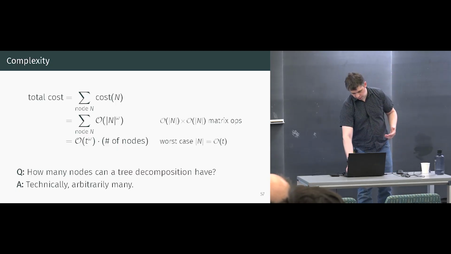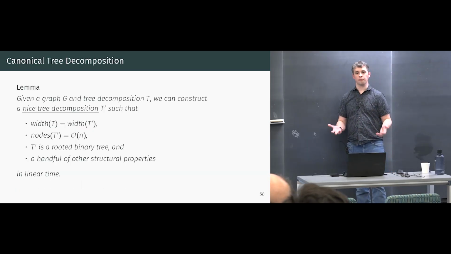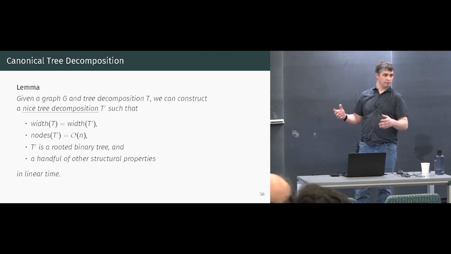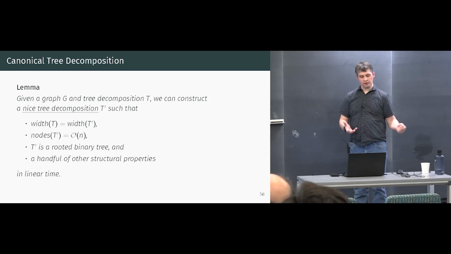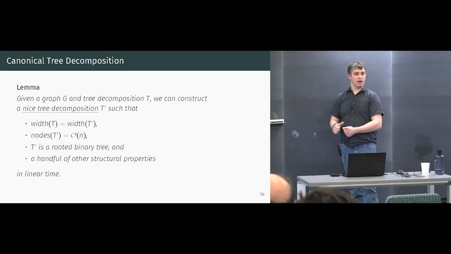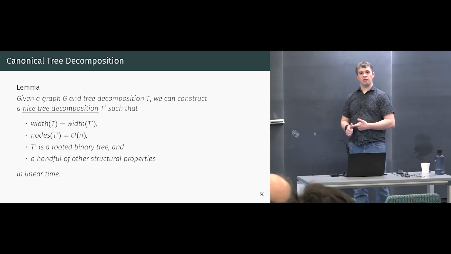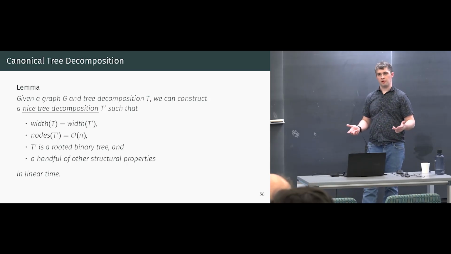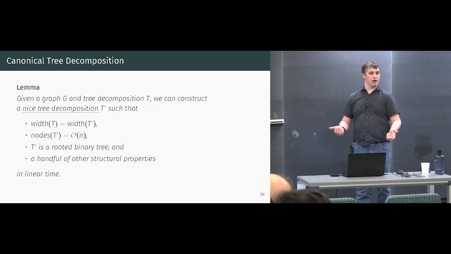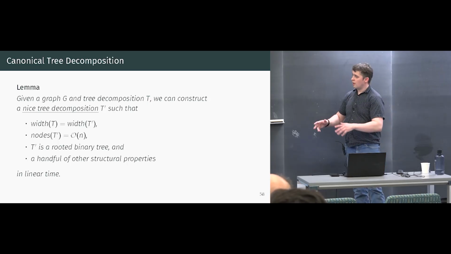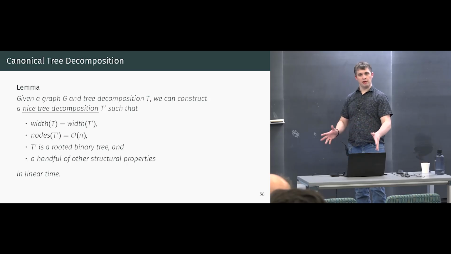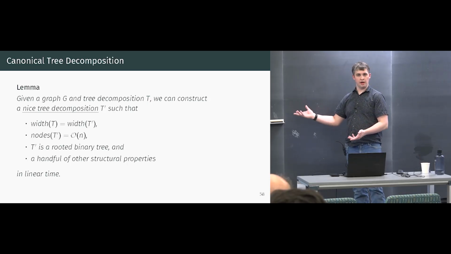But in practice, people put their tree decompositions in some canonical form. For example, a nice tree decomposition. This is a technical term. And what it gives you is a new tree decomposition similar to the one you hand it, except where the width is the same. That's a good thing. The number of nodes is at most the number of vertices in your graph. You get a rooted binary tree and a few other structural properties and goodies. And all of this happens in linear time. So it's cheap enough, you should just assume your tree is given to you in this form. It has order n nodes.